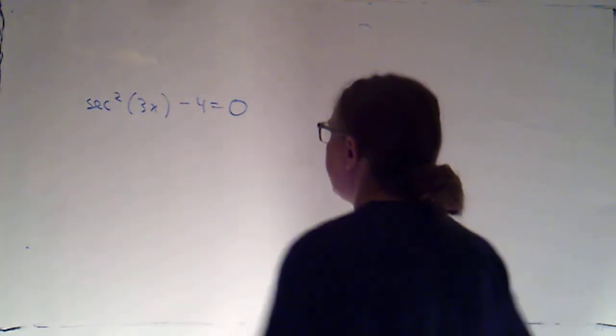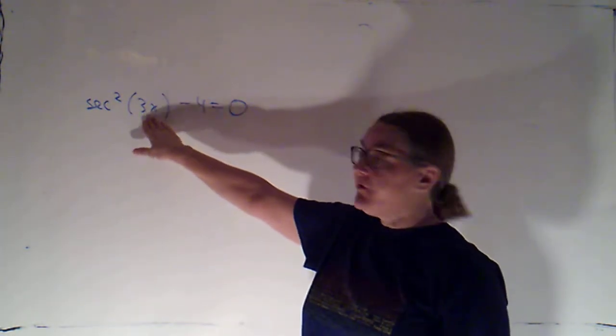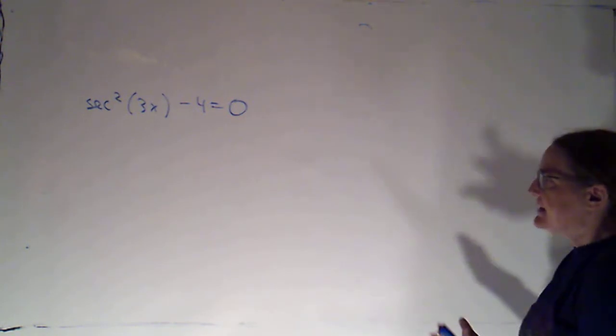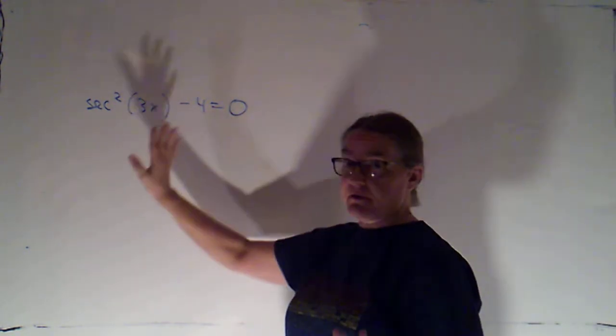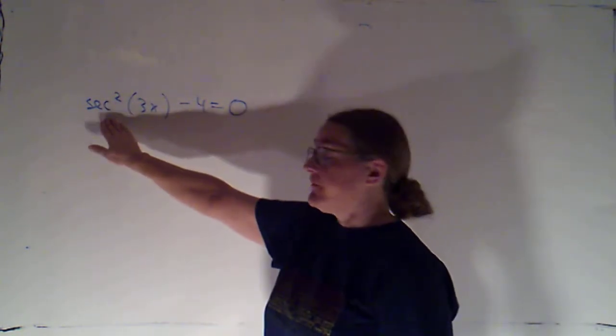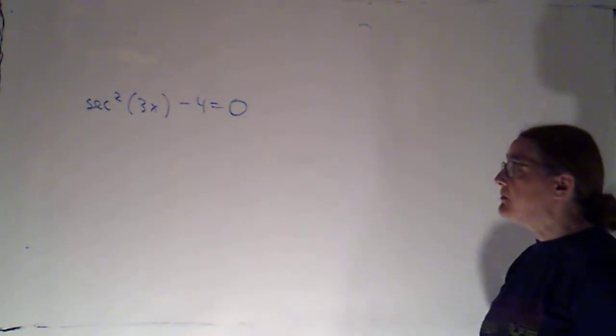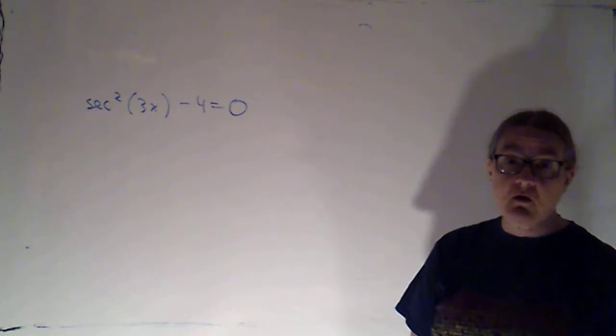Another problem up here where, again, the angle involved is not just x. In this case, it's 3x. But if I take a look, there's one angle, it's 3x, and there's just one trig function, it's secant. So I shouldn't need to use any identities to rewrite this. I want to just solve this.